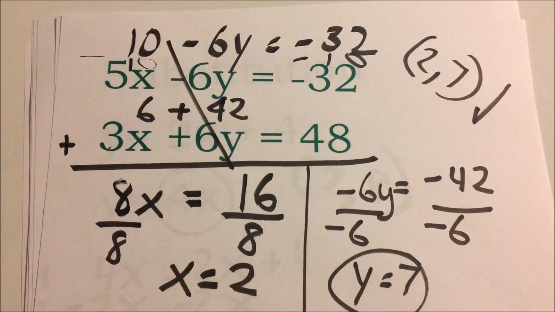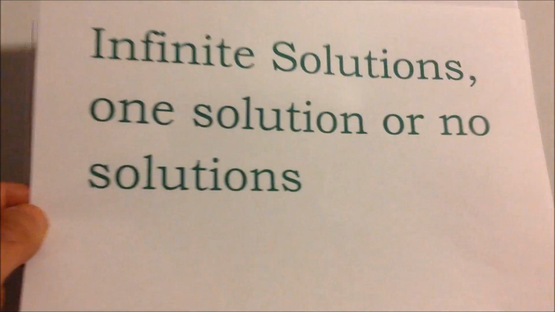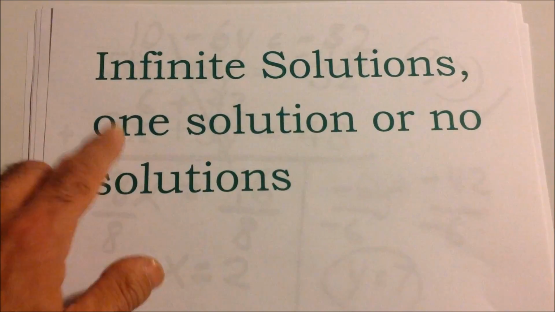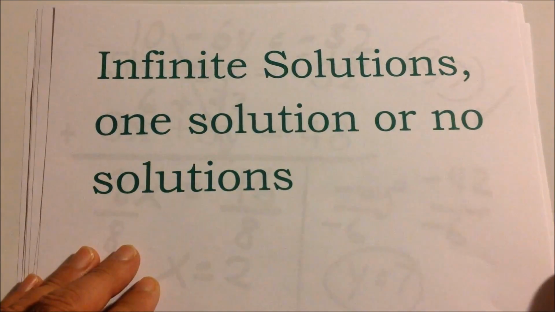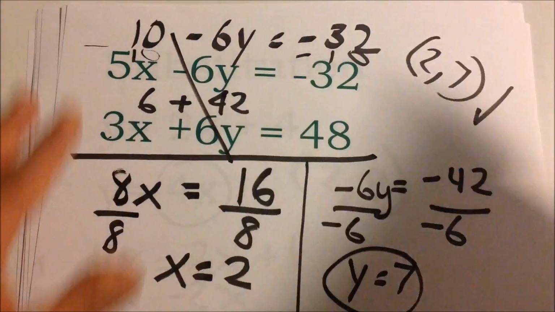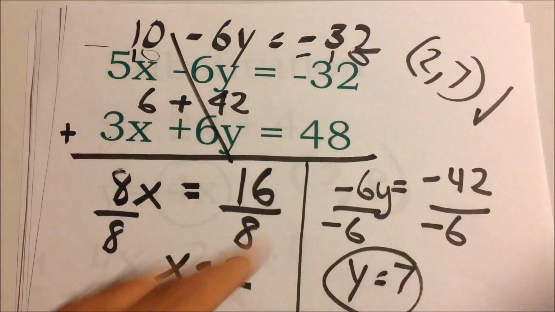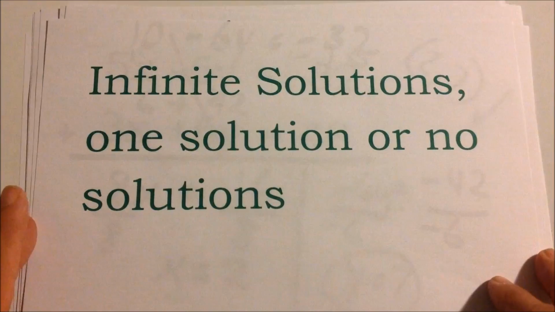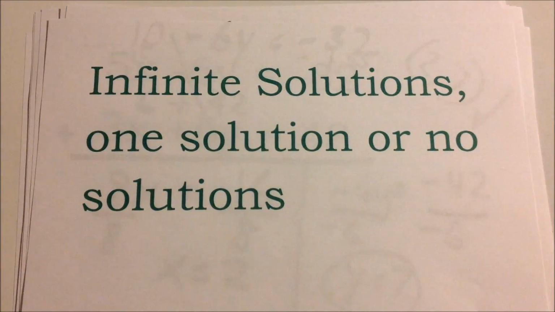Something you should know is that in a system of equations, you can have infinite solutions, you can have one solution, or you can have no solutions. So here, what we've been doing, we've had one solution. It's (2, 7). That's what it is. It's one solution. Sometimes you can have infinite solutions.